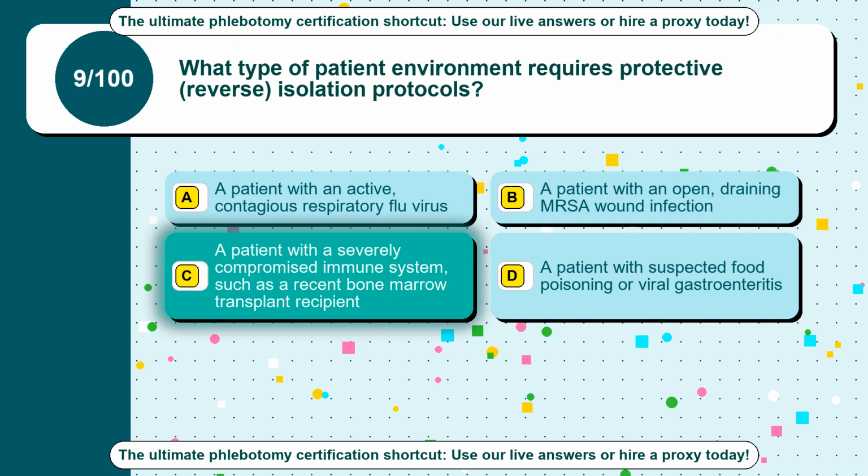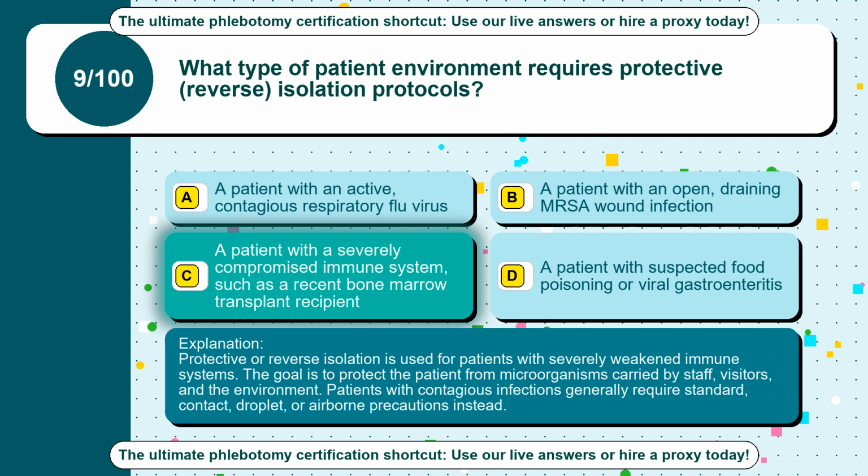The correct answer is option C. A patient with a severely compromised immune system, such as a recent bone marrow transplant recipient. Protective or reverse isolation is used for patients with severely weakened immune systems. The goal is to protect the patient from microorganisms carried by staff, visitors, and the environment. Patients with contagious infections generally require standard, contact, droplet, or airborne precautions instead.